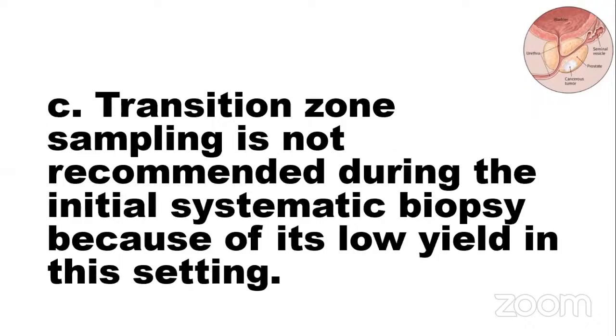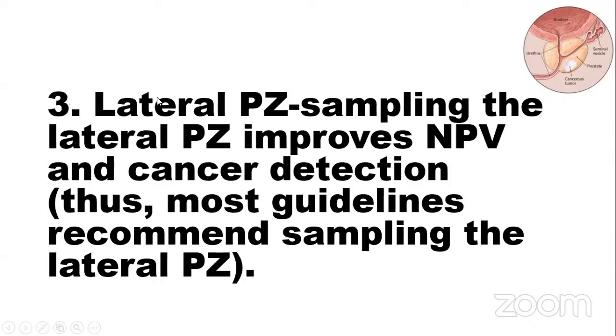Transitional zone sampling is not recommended during the initial systematic biopsies because of its low yield in this setting. Lateral peripheral zone sampling improves NPV and cancer detection. Thus, most guidelines recommend sampling the lateral peripheral zone.